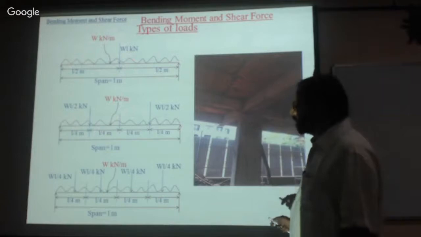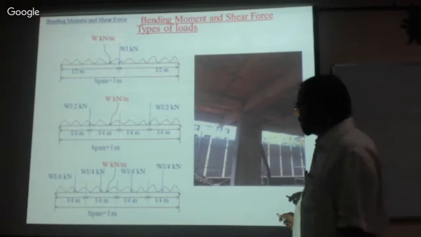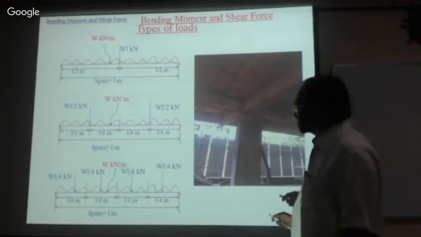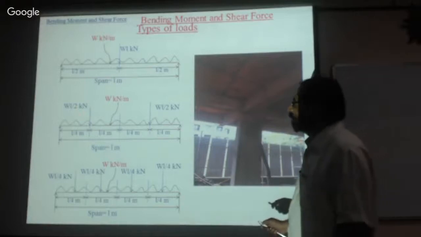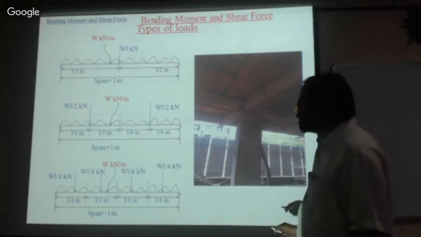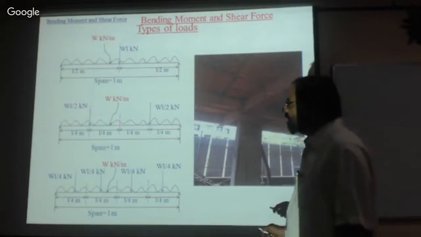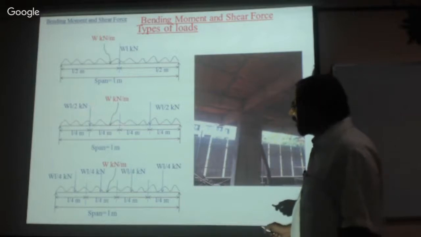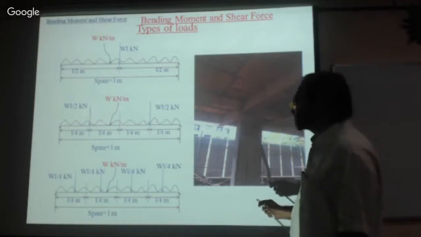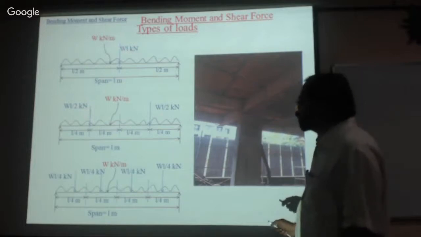The total load is WL. Therefore, what I did in this case is divide the beam into halves, and it is assumed that half of the beam load is acting at the center of each half. Now I have converted this entire load into two parts, that is WL by 2, half. It is assumed that it is acting at the center of this half span, and similarly on the other side. Here I have converted this UDL into one point load. Here I have converted this UDL into two point loads.